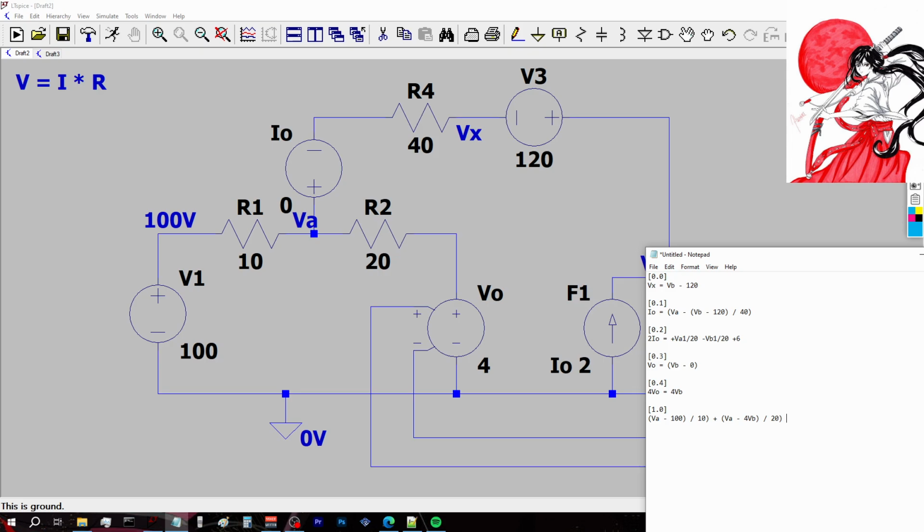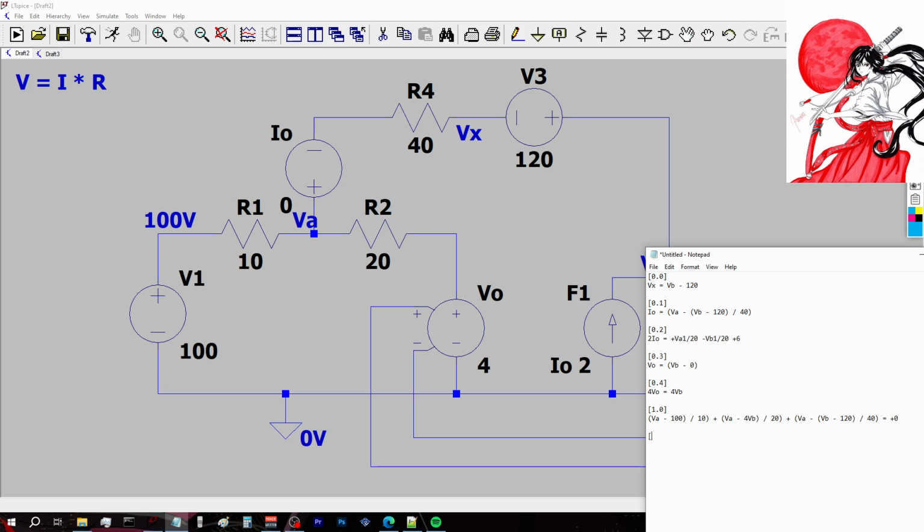All right, so we're going to add another one, and we're going to do VA minus VX, and we know VX is equal to VB minus 120, right? And then we're going to divide that by 40, and we've completed that equation. So we've done everything here, so that's going to be equal to 0, right? We completed that junction. We know all the currents in that junction now. All right, cool.